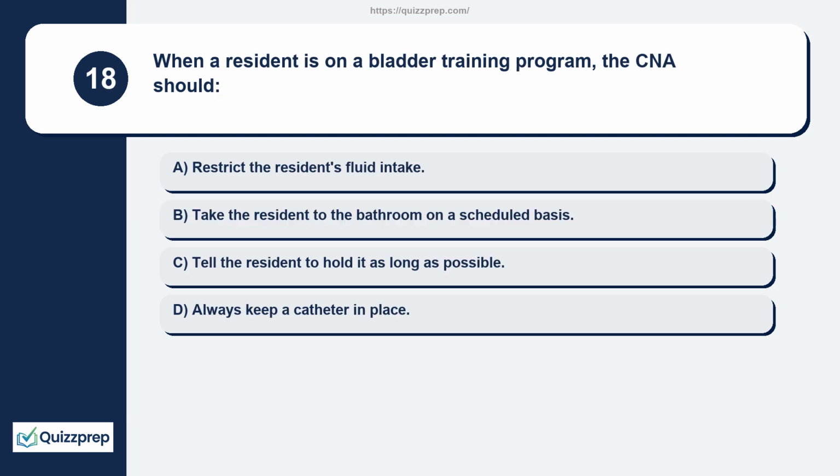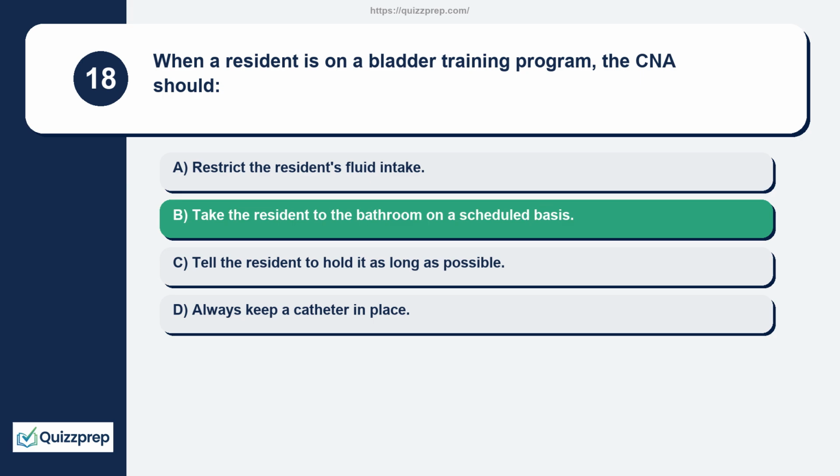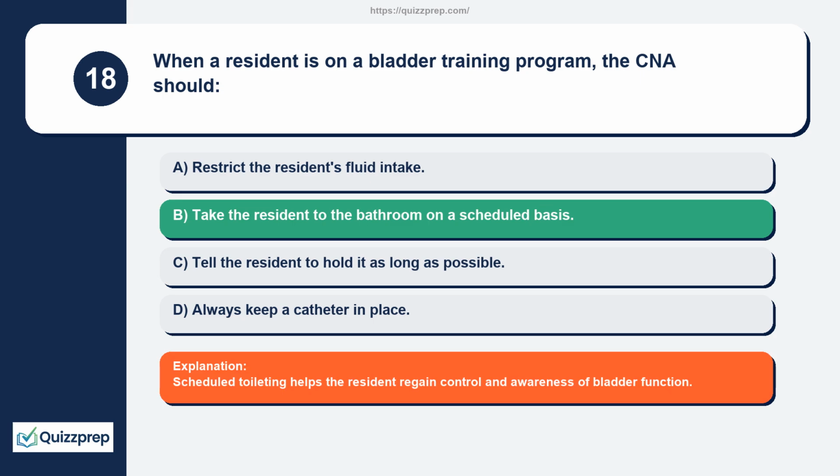Question 18. When a resident is on a bladder training program, the CNA should restrict the resident's fluid intake. Take the resident to the bathroom on a scheduled basis. Tell the resident to hold it as long as possible. Always keep a catheter in place. Scheduled toileting helps the resident regain control and awareness of bladder function.